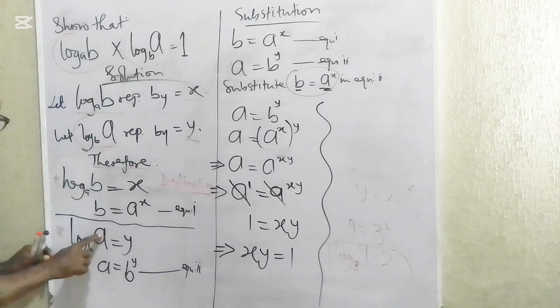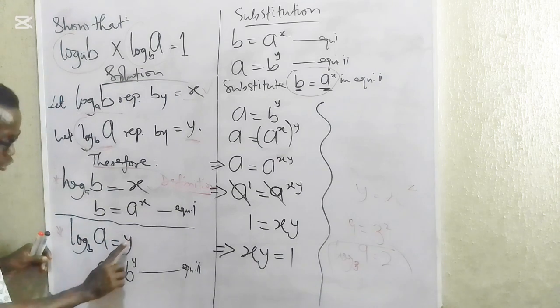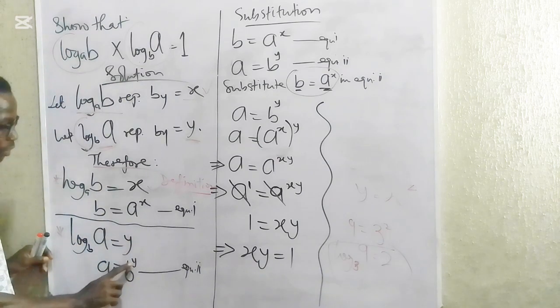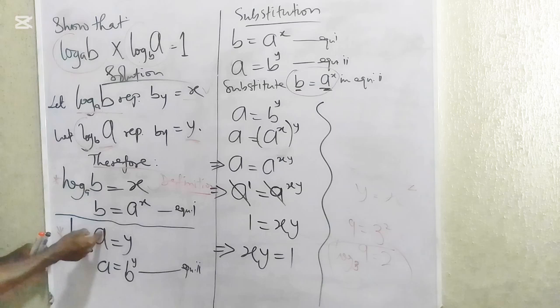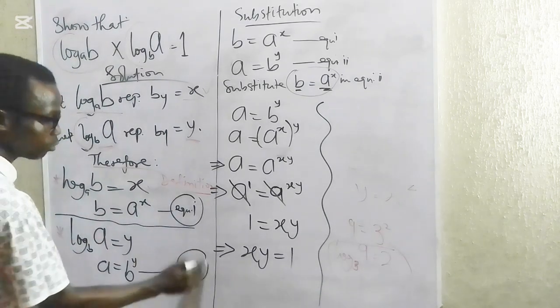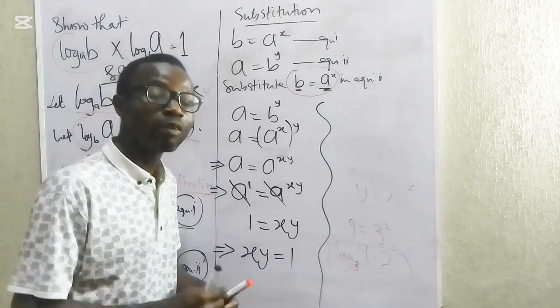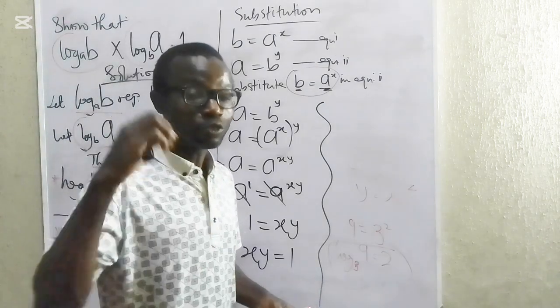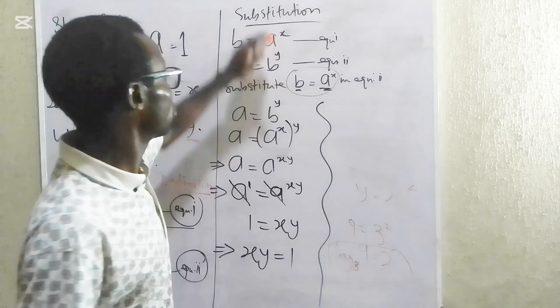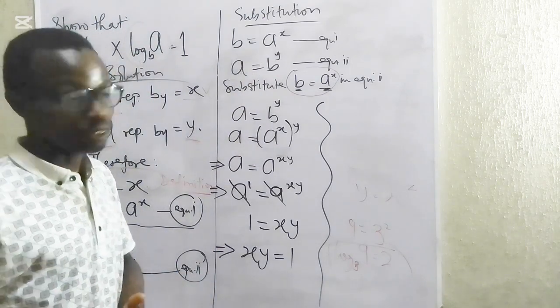The log of a number to a particular base is the number of times the base will be raised to give us that number. That number is a. Having got this, we call this equation 1 and this equation 2, and we will solve them simultaneously. In your lower levels you have heard of and solved simultaneous equations. We choose the substitution method.